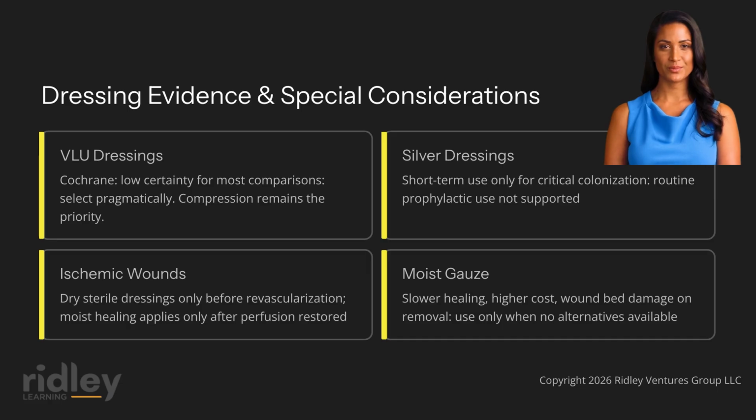The fundamental principle is that no dressing can overcome inadequate tissue perfusion. In chronic limb-threatening ischemia, local wound care before revascularization should be limited to dry, sterile dressings, with principles of moist wound healing applied only after adequate perfusion has been restored.